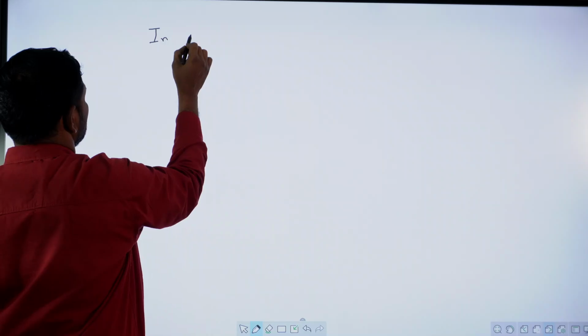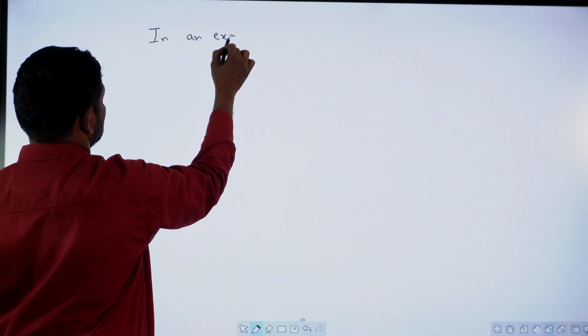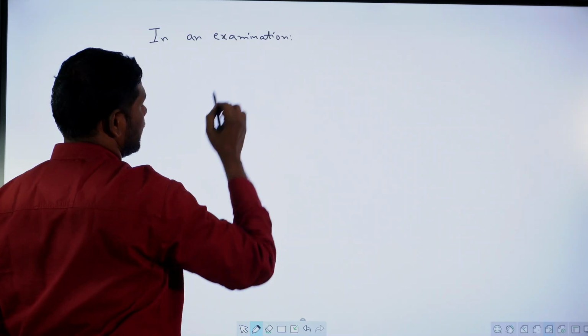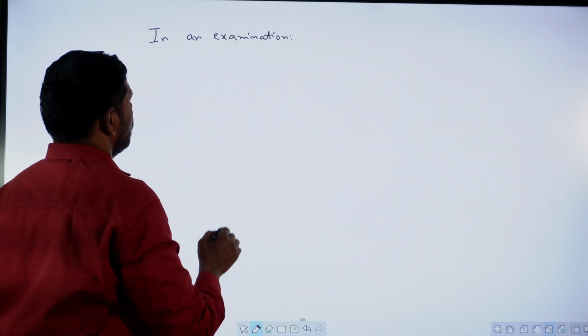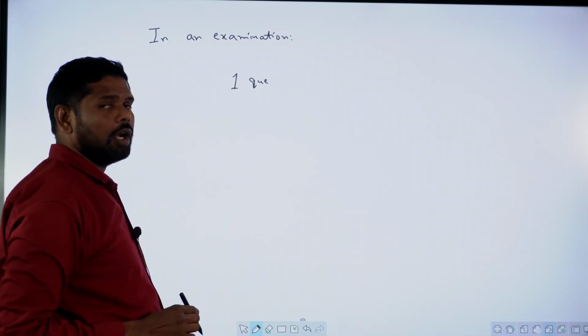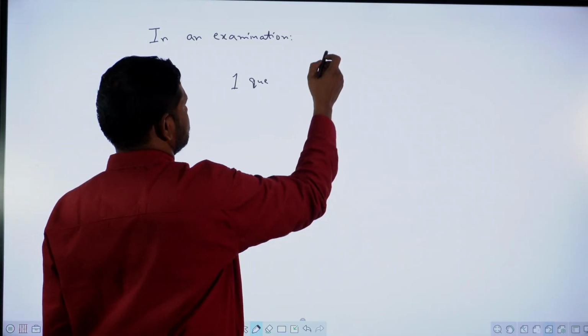Again, some selections in an examination, suppose. Just observe selections in an examination. So if one question is there, how many ways are we going to attempt?